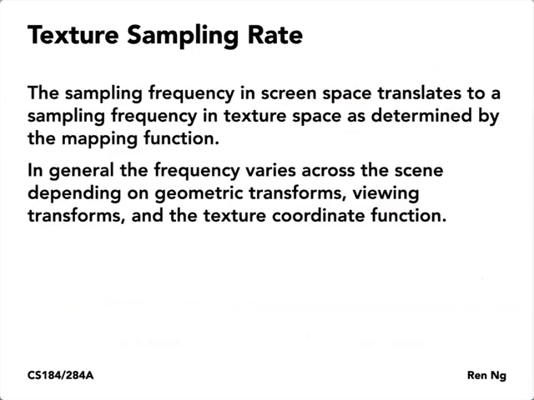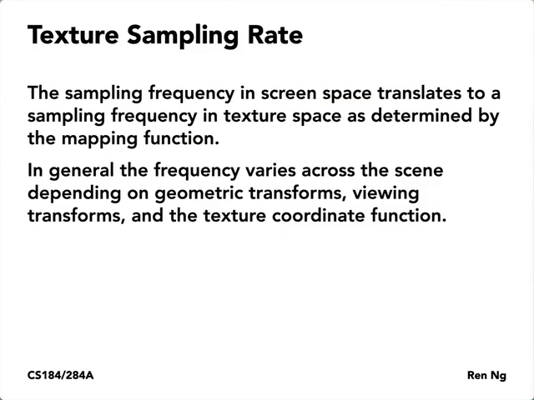Thanks, Rishi. So, texture sampling rate. The sampling frequency in the screen space will translate to a sampling frequency in the texture space. And that frequency is going to be determined by the mapping function. The mapping function was what I defined at the beginning of last lecture, which says, for the location on the screen via the 3D geometry in the world mapping to locations in the texture space, that mapping is what's going to determine the rate at which we move there.